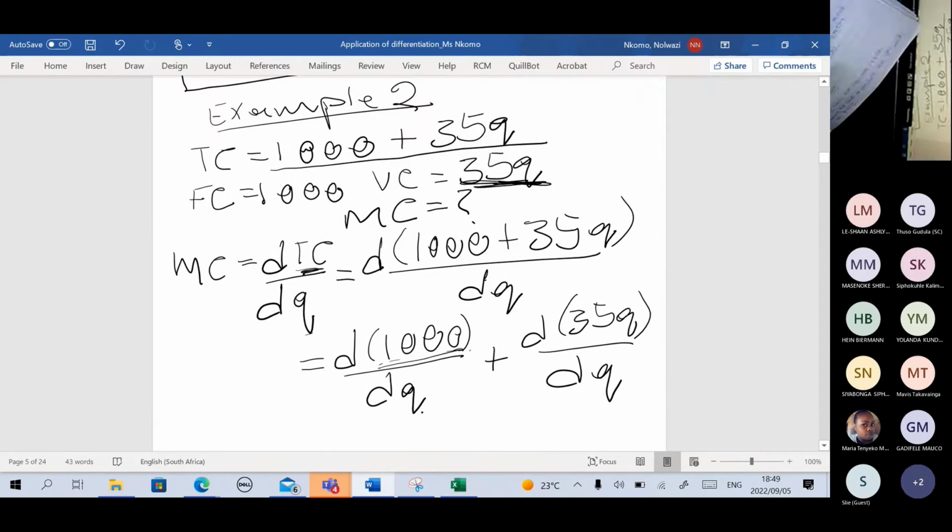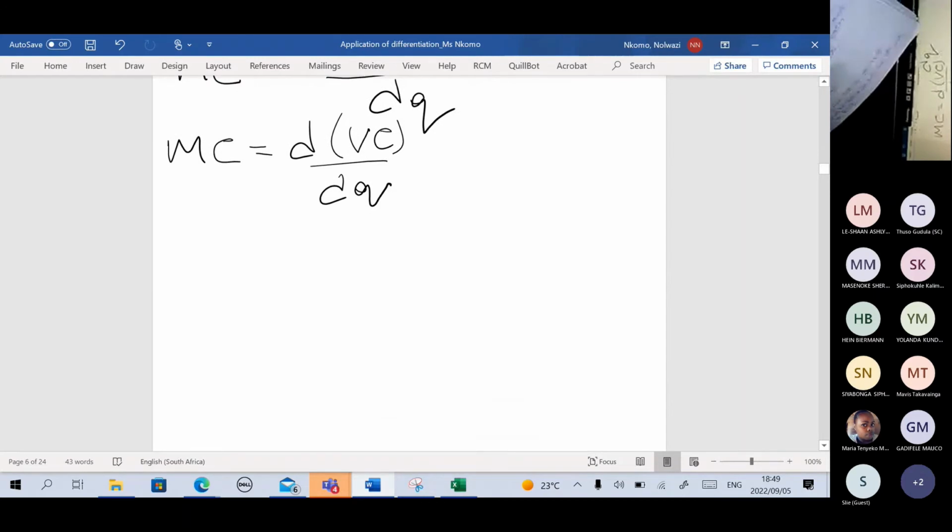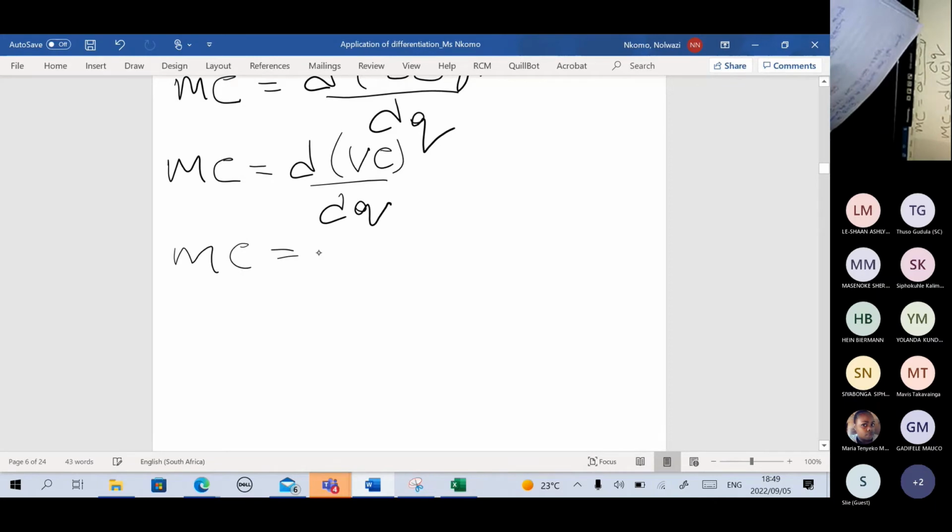Okay, here we were asked to find marginal cost, and we say the marginal cost is equal to 35. This means that the marginal cost does not vary with the outputs since it is just a constant, meaning it does not depend on the outputs.